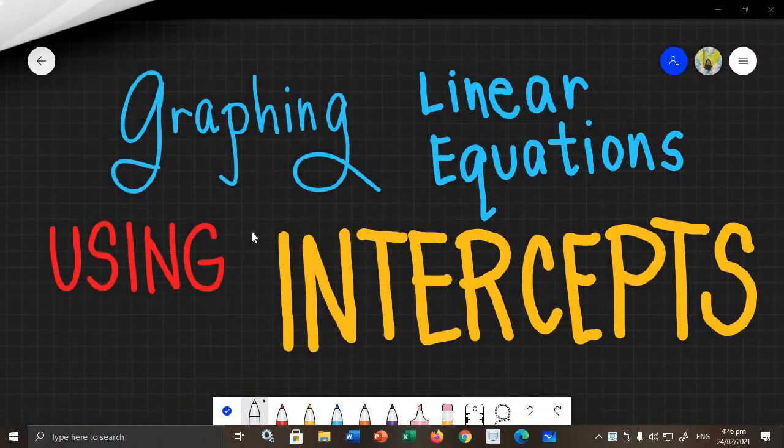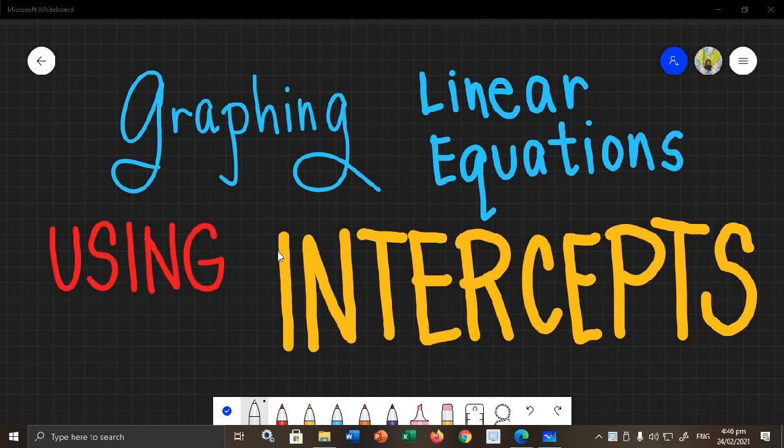For this video, we are going to talk about graphing linear equations using intercepts. So we already talked about the first two methods in graphing linear equations, and this will be the last method that you may use in graphing linear equations. So how do we graph linear equations using the intercepts?